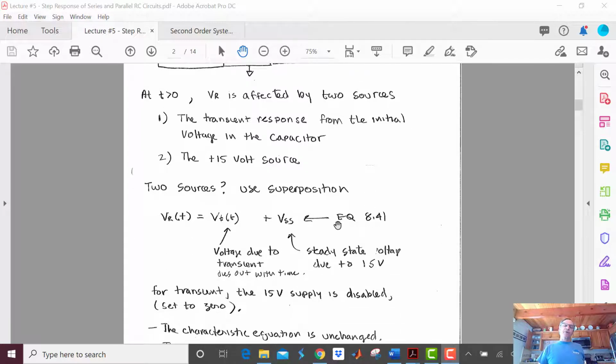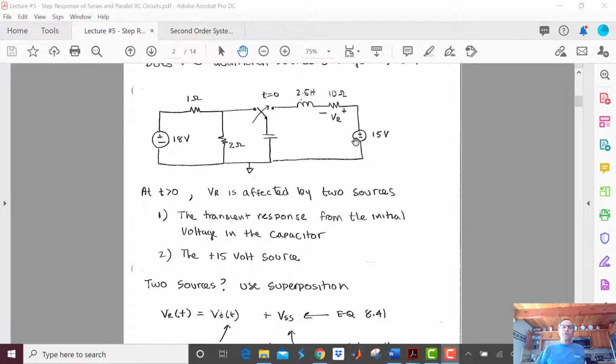Hopefully you attended office hour several days ago where we used superposition to solve the first problem on the quiz. It wasn't the best way to do it, but we did it because I wanted to reinforce the use of the superposition theorem. So the voltage across the resistor at time t is going to be equal to the voltage due to the transient, that's this up here, which dies out with time, and the response due to the steady state voltage due to the 15 volts.